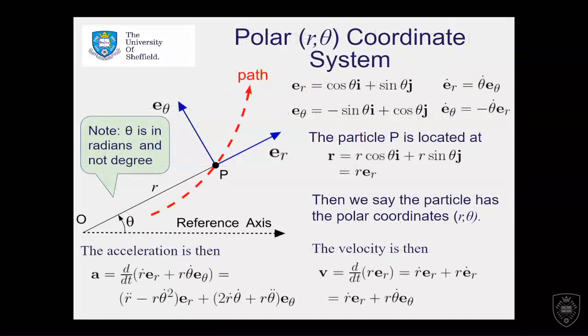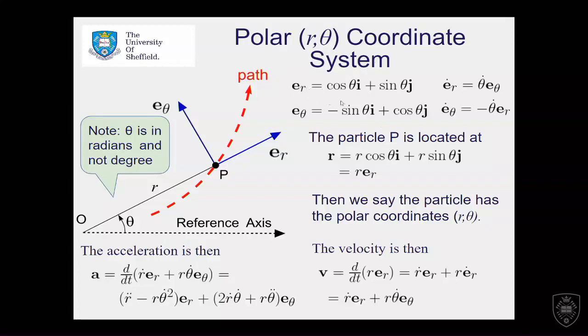Okay, so here's a summary. The previous calculations were for circular motion, so when the distance from the origin is always the same, and you're going around at the same rate. Now we're going to allow this to be any kind of motion. This is why the slide is called polar coordinate system. This is just general polar coordinates now.